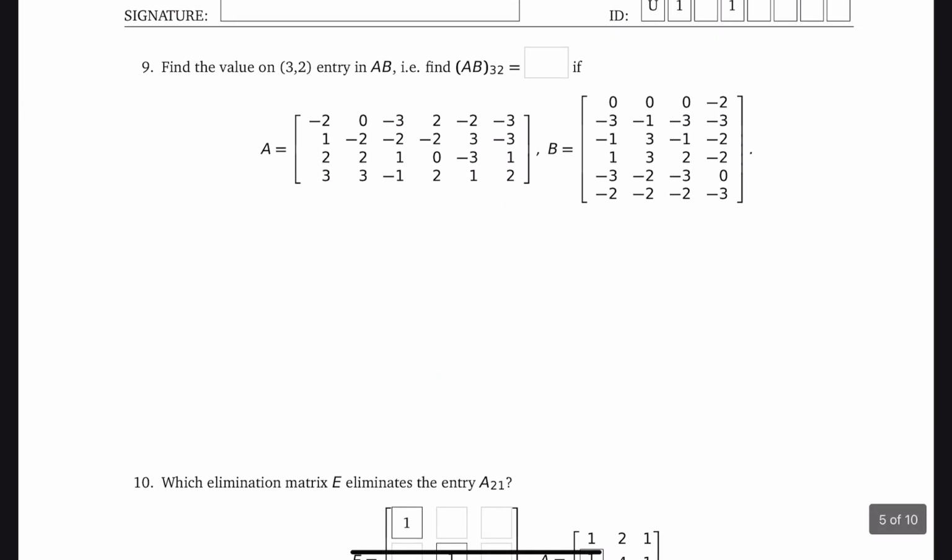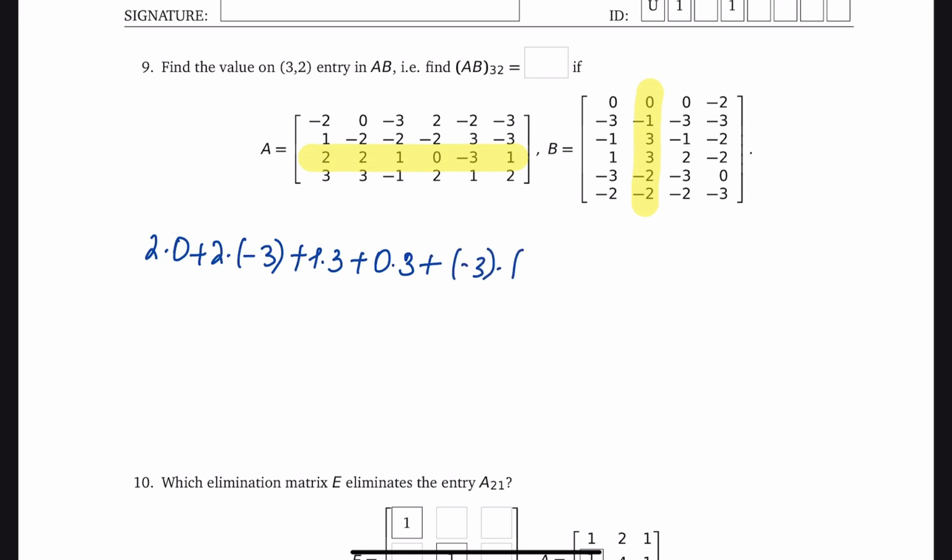Problem number 9, we need to find the entry of AB, which is located in position 3, 2. So in order to do this, we don't need to multiply the whole matrices. It's enough to multiply the third row of A by the second column of B, component-wise. It's going to be 2 times 0 plus 2 times minus 1 plus 1 times 3 plus 0 times 3 plus minus 3 times minus 2 plus 1 times minus 2.